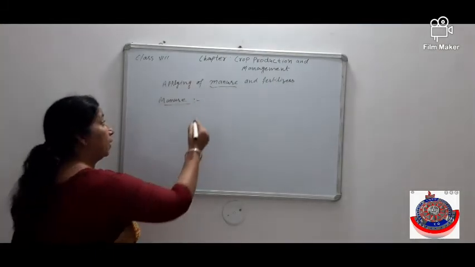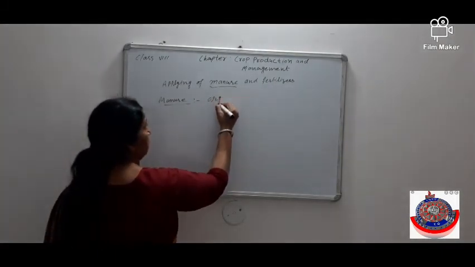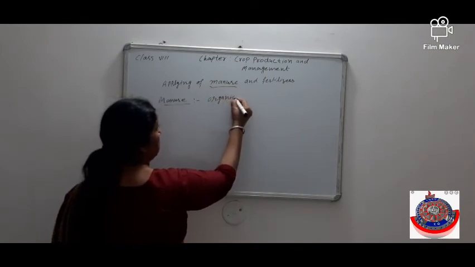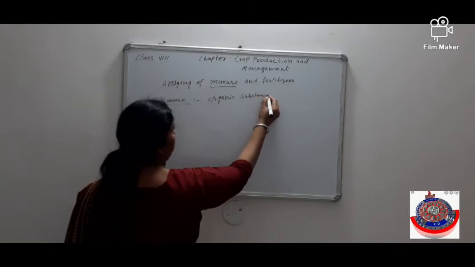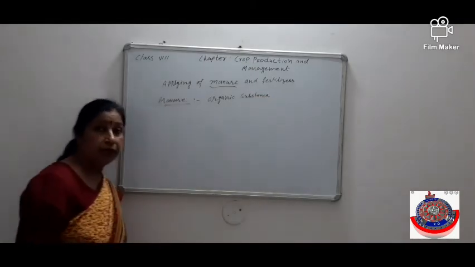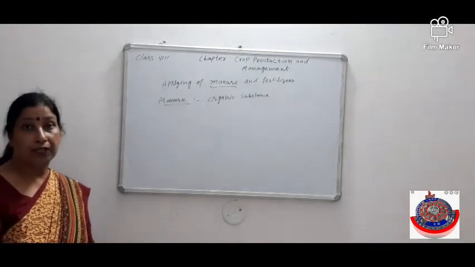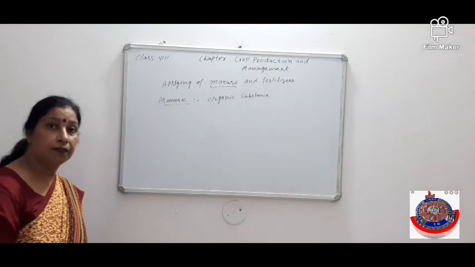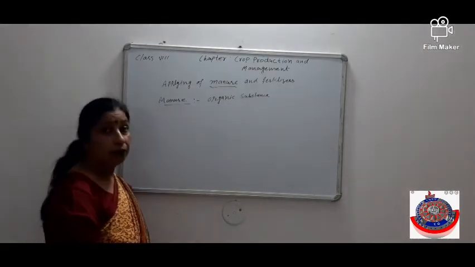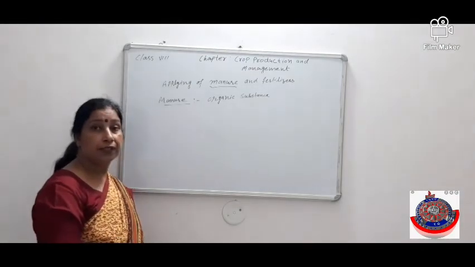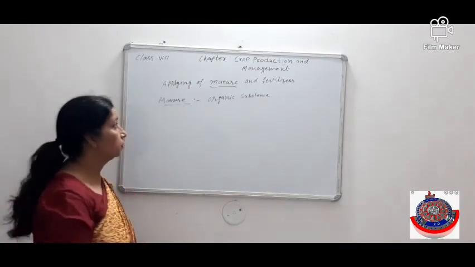Manure is an organic substance which we can prepare from wastage of animals and plants by decomposition. It contains a good amount of nutrients, which nutrients are essential for plant growth.